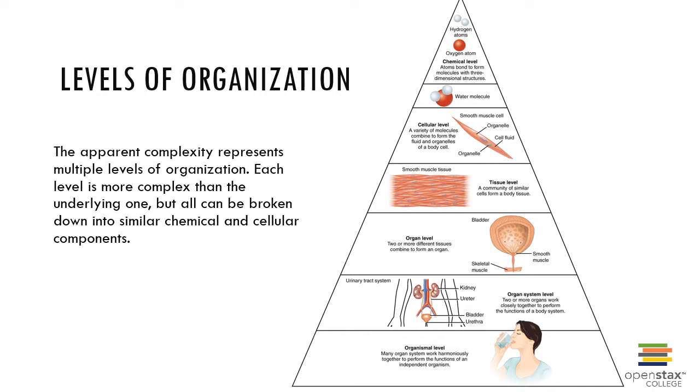Tissues come together to form organs. Organs come together to form organ systems, and then those organ systems come together to form the organism. So if you just remember that kind of progression from atoms all the way up to an organism, it makes understanding a lot of the material that we're going to cover much easier.